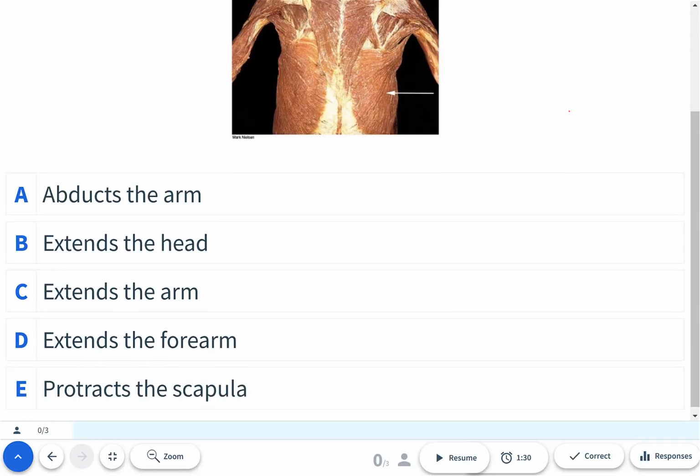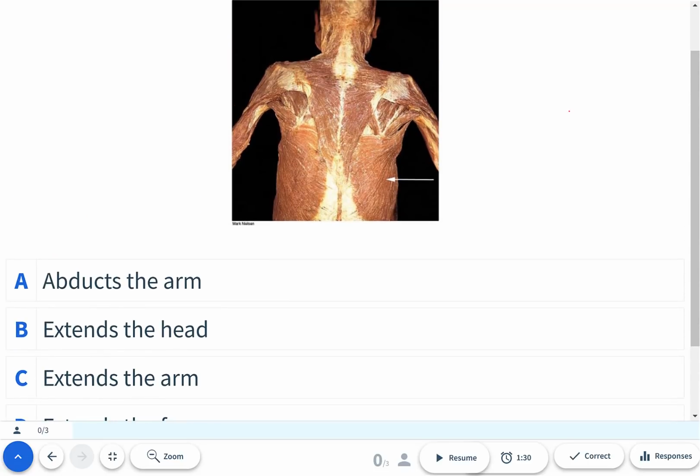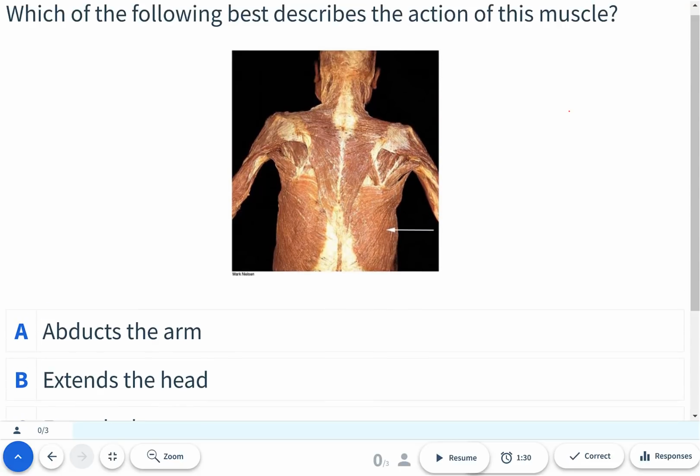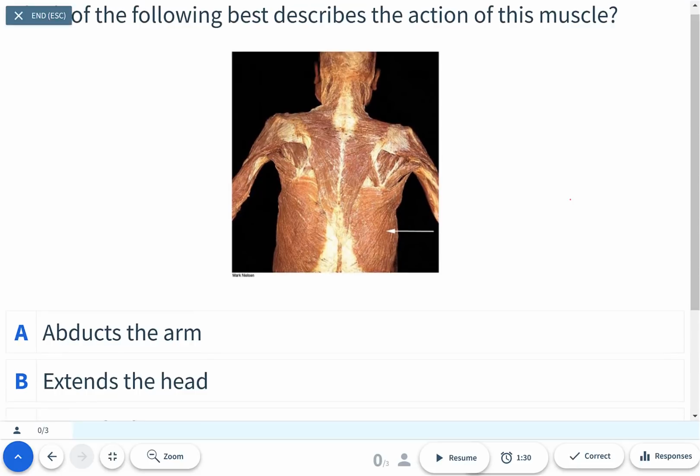Extends the forearm. It's not attached to the bones of the forearm, so it doesn't work on the bones of the forearm. Protracts the scapula. It doesn't protract the scapula. The muscle that protracts the scapula is the boxer's muscle, the serratus anterior muscle. So this muscle, latissimus dorsi, extends the arm at the shoulder joint, and this will be the correct answer.